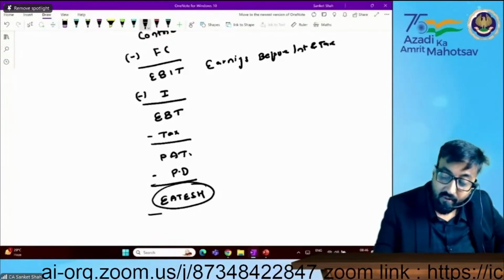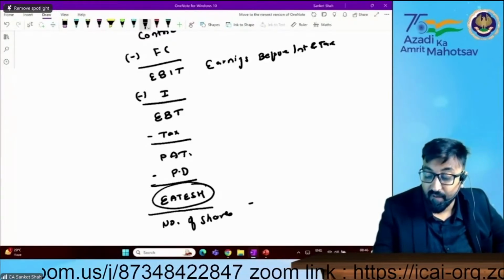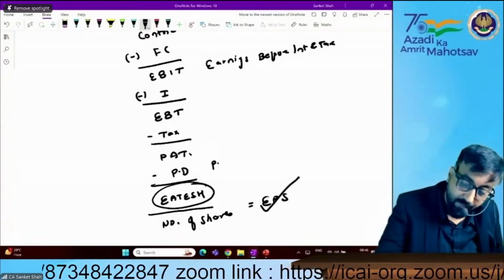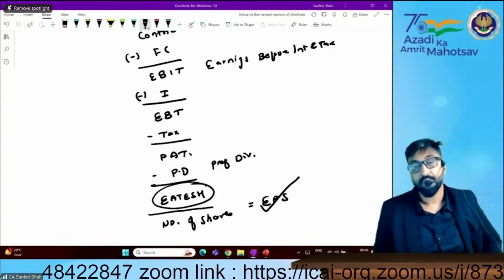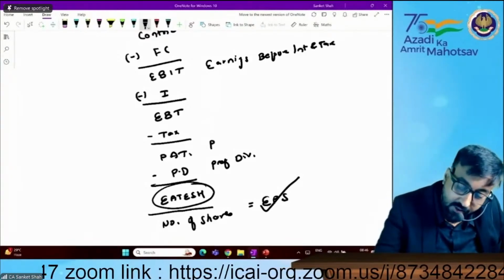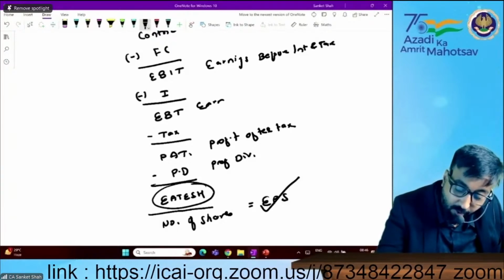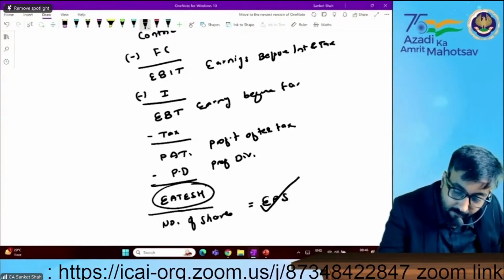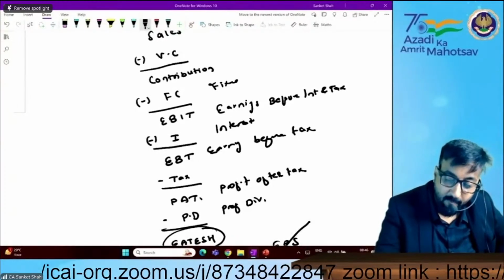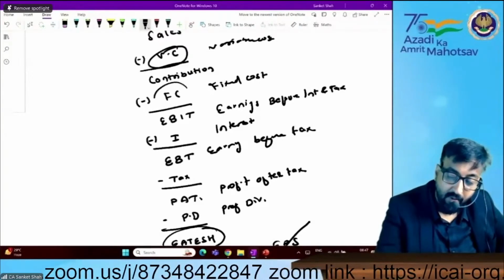But this is not per share. We will divide it by the number of shares to get EPS. PD means preference dividend, preference share capital. This is profit after tax, and this is earning before tax. I for interest, FC fixed cost, and VC is variable cost. Both of them you can write.